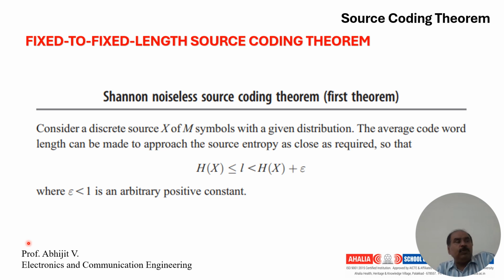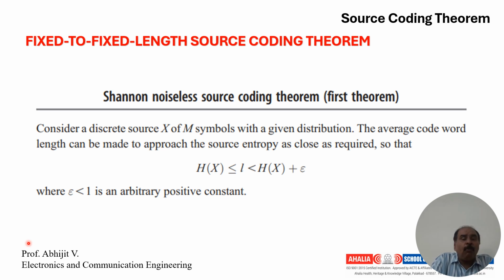Shannon's first theorem, noiseless source coding theorem, fixed to fixed length source coding theorem. Now let us consider a discrete source X of m symbols with a given distribution. The statement you have already written. Now I am going to give you a small explanation about the first Shannon's theorem or first source coding theorem. The average code word length can be made to approach the source entropy as close as required, in such a way that the entropy H(X) will be less than L.